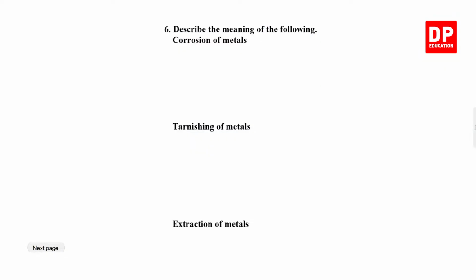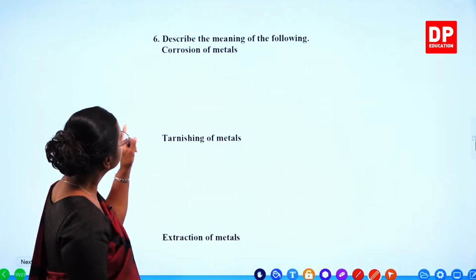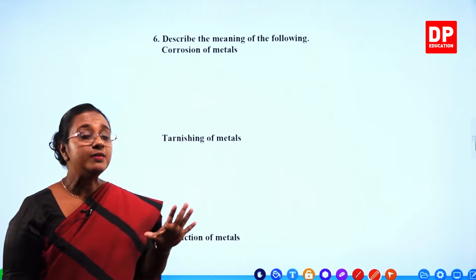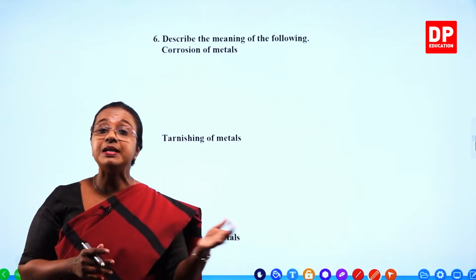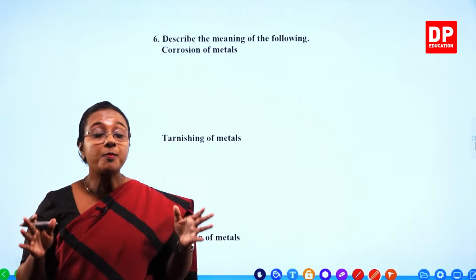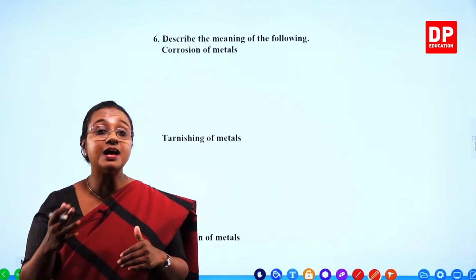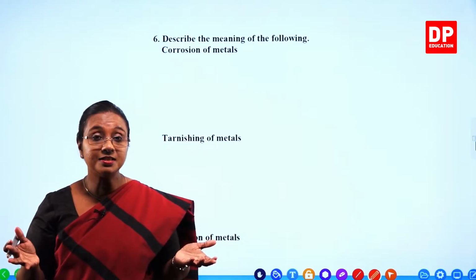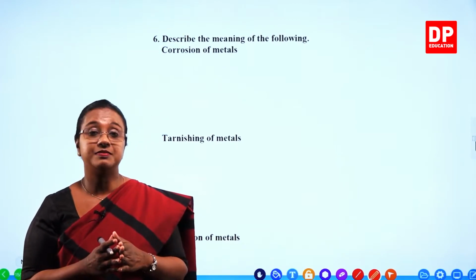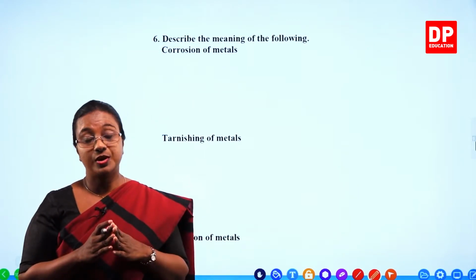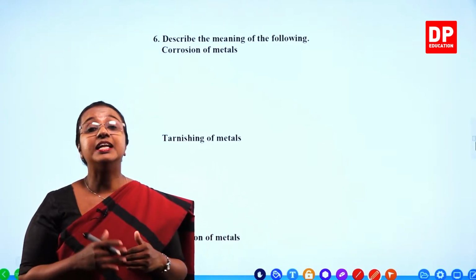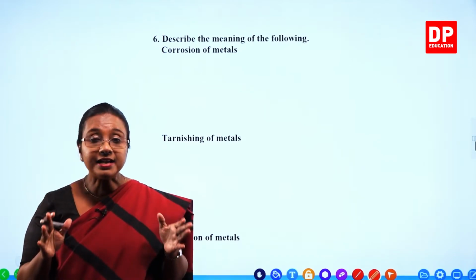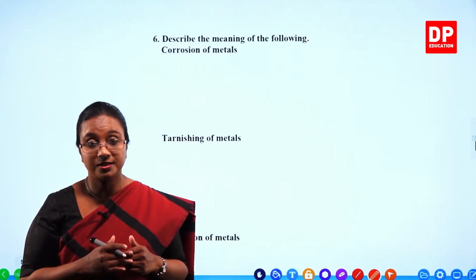So here we have the 6th one. Describe the meaning of the following. In that, the next term is corrosion of metals. So when we say corrosion of metals, now when you have the metal, if you keep it exposed to air. Now a property of metal is that it has the lustrous nature. What is luster? The shine of the metal surface. But when exposed to air, this metal reacts with oxygen in air. Because of that, it tarnishes. And that is what is known as corrosion.